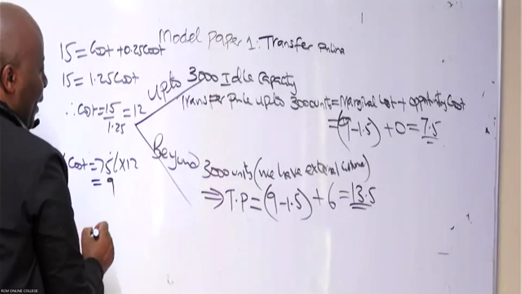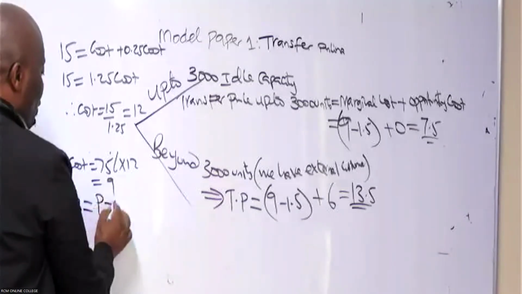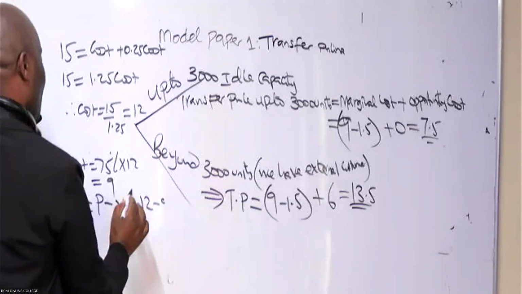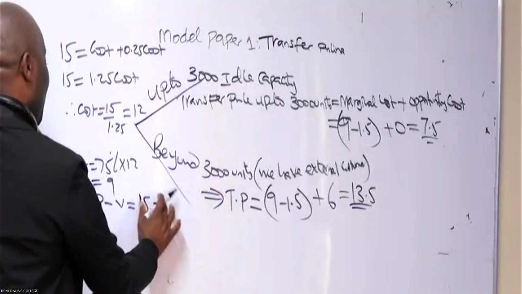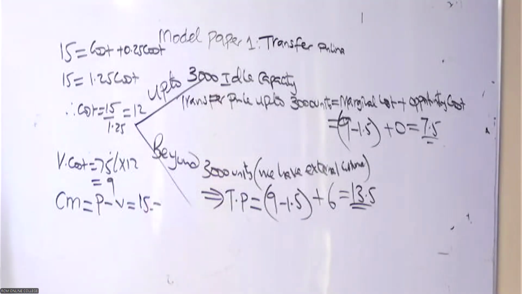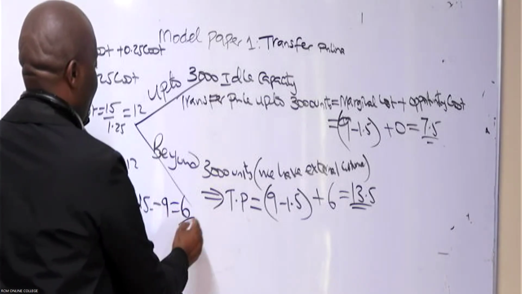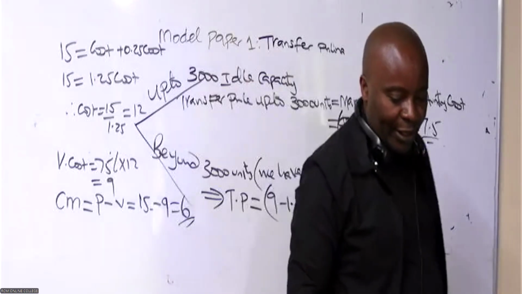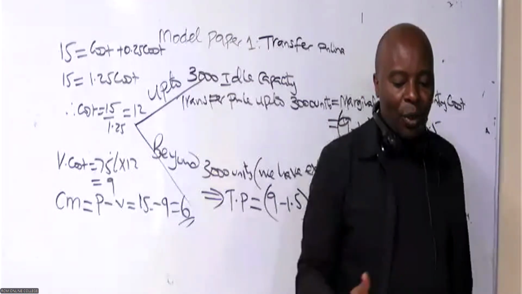75% gave us 9. And then we went ahead and looked at lost contribution margin, which is price minus variable cost. The price here is 15, minus the variable cost, which is 9. That's how we got 6. So that is how we were able to get that 6. But if you get time to watch this video later, you will be able to understand this much better.